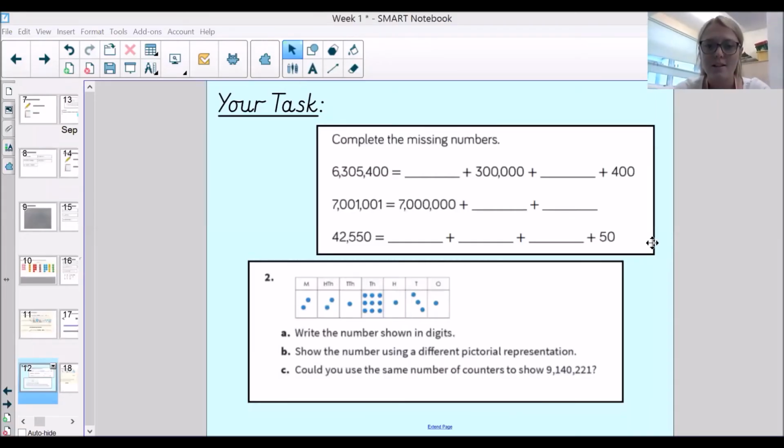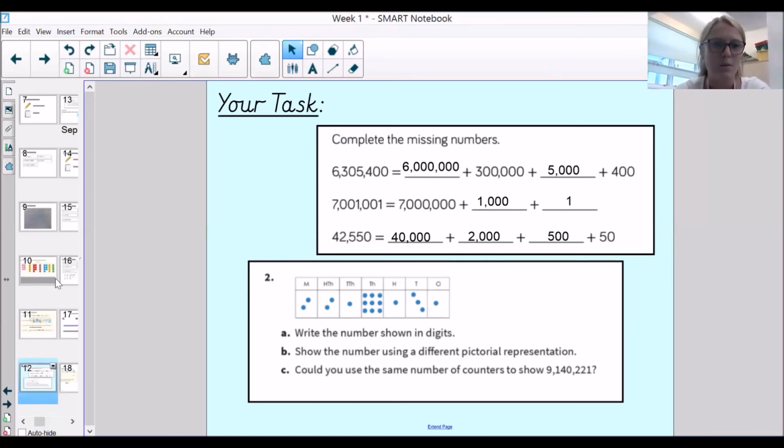Okay, so for the answers, I'm just going to pop those in there. Sorry, bear with me. There we go. 6,305,400 partitions out to 6 million plus 300,000 plus 5,000 plus 400. 7,001,001 partitions out to 7 million plus 1,000 plus 1. And then the last one, 42,550 partitions out to 40,000 plus 2,000 plus 500 plus 50.